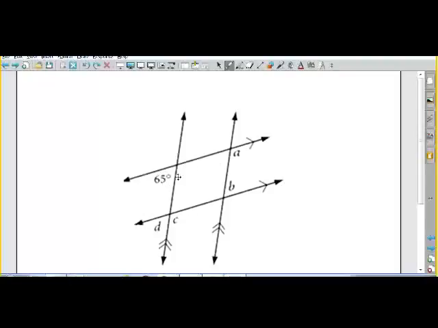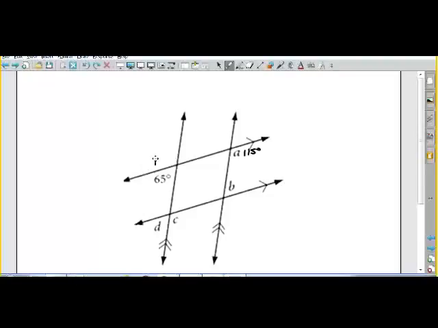If this is 65 degrees, then this angle is 65 degrees. Actually, no, it's not. This is a small angle, this is a big angle, so it's got to be the supplement of that angle. I almost thought the same thing, so don't feel bad about it. So this one's 115. I caught myself because I saw it was a big angle.